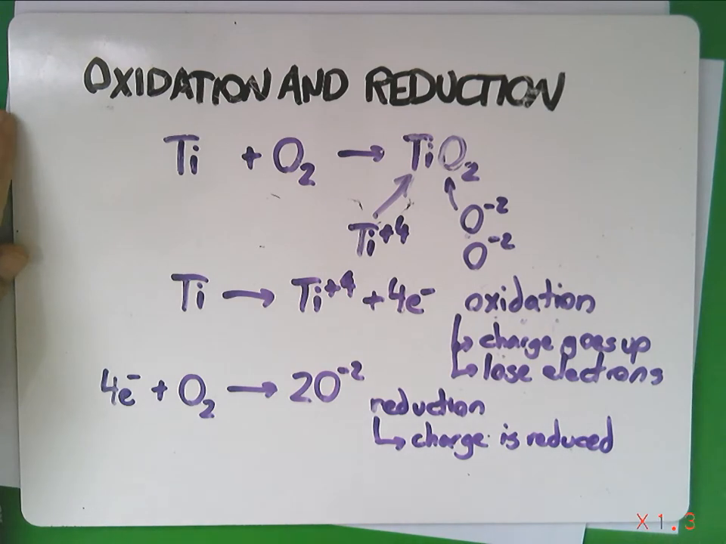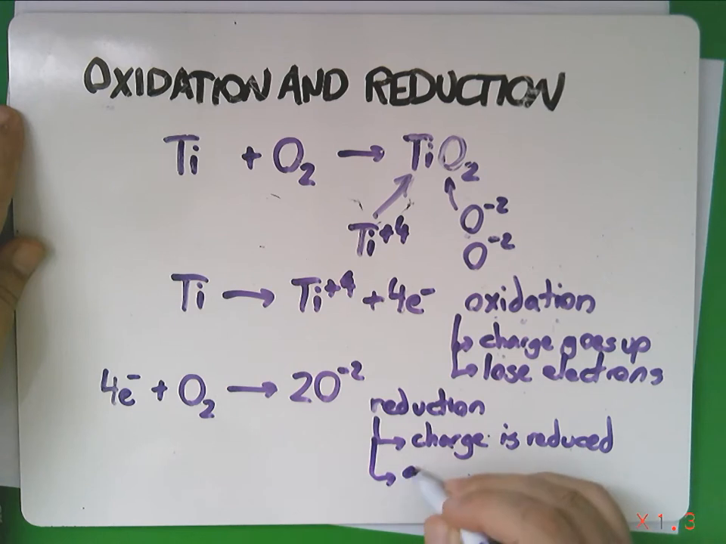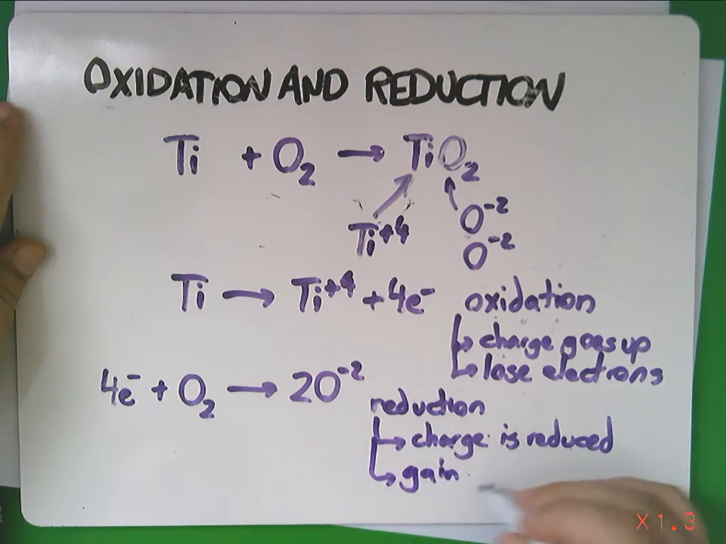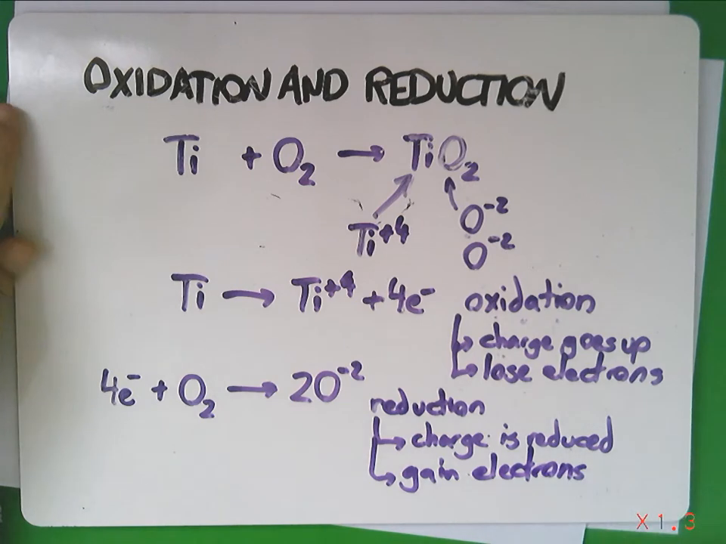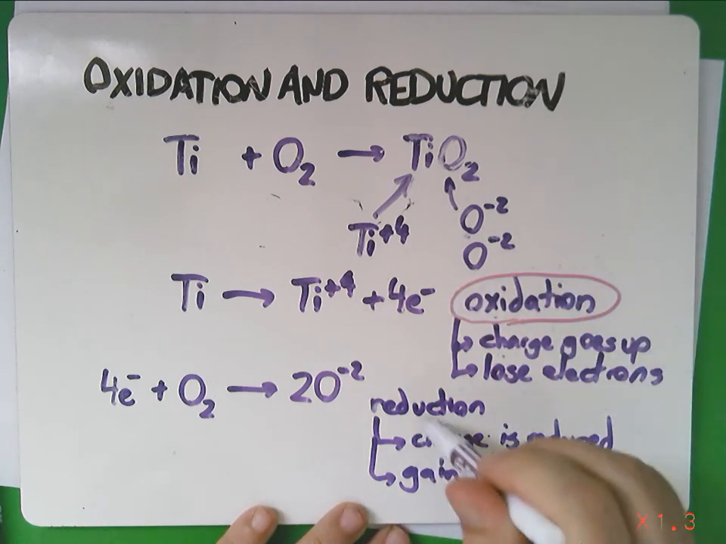How does the charge change? It goes from 0 to -2. So it's going down. And you're gaining electrons here. So keep these two terms straight: oxidation and reduction.